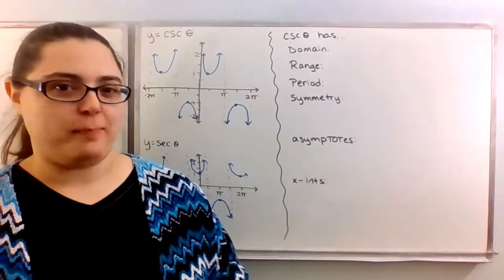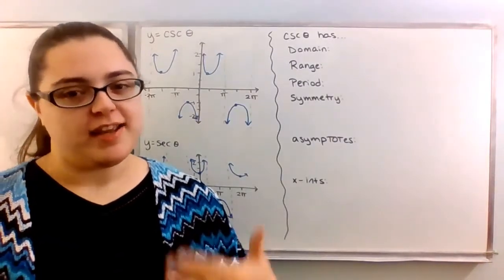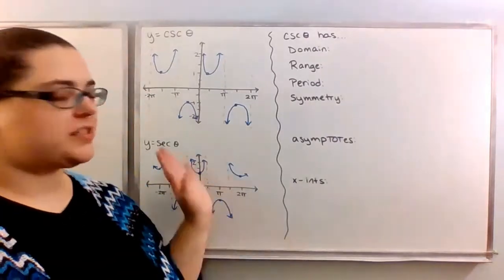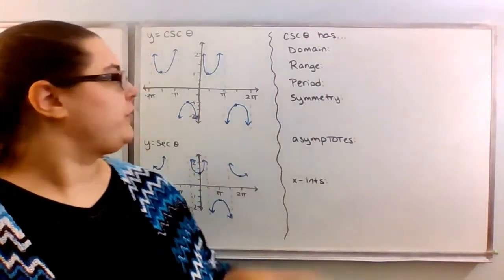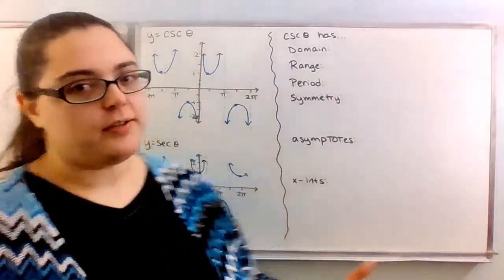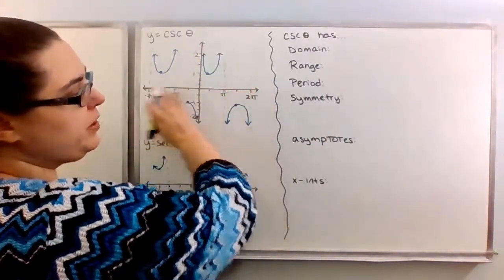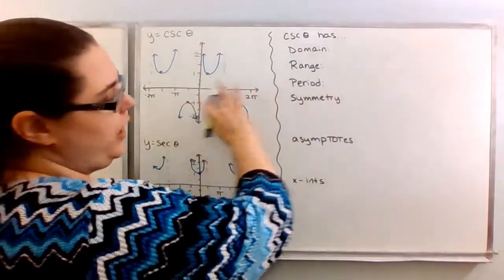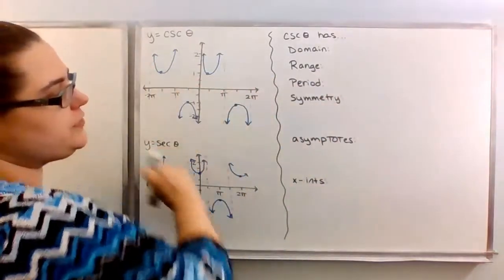Alrighty, so let's start out by looking at properties of cosecant, and then we'll take a moment and look at properties of secant afterwards. So right now, our focus will be on this top graph. If I look at cosecant, for its domain, because it's a periodic function, it's going to extend forever to the right and forever to the left.